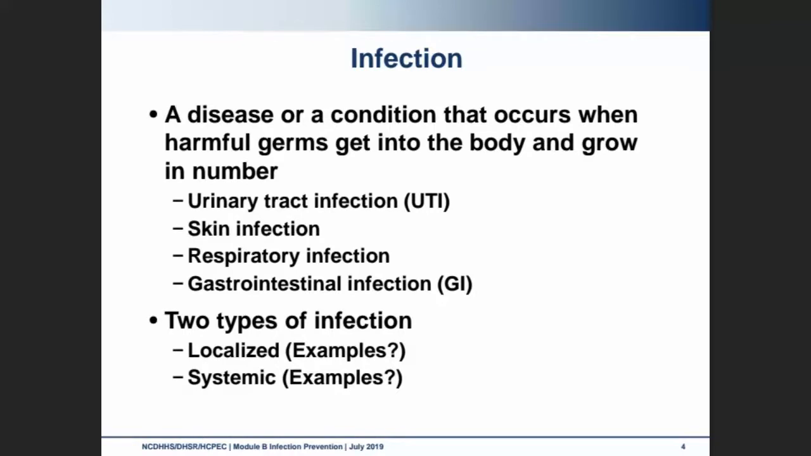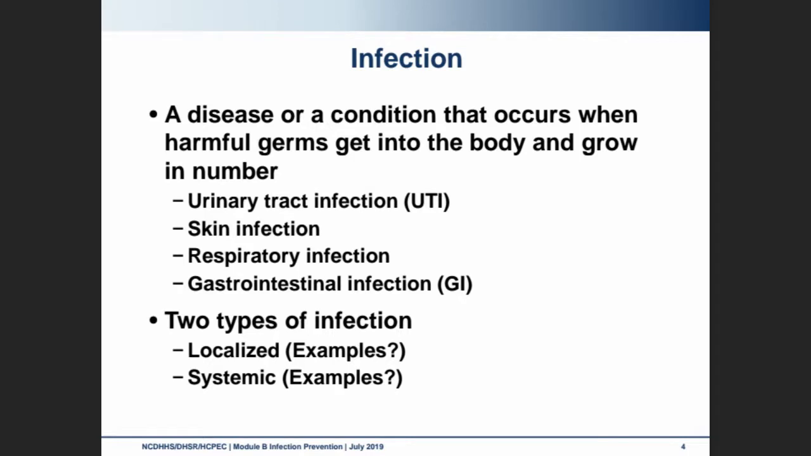Some examples, and some of you are probably familiar with, a urinary tract infection or UTI. That can be a bladder infection or a kidney infection, skin infections like wounds or cuts, respiratory infections like the common flu, pneumonia, or the common cold, and gastrointestinal or GI infections. That could be a variety of things, stomach infections, intestinal, or food poisoning even.